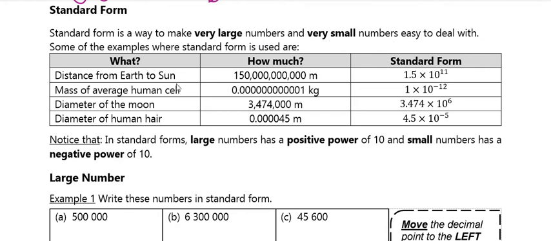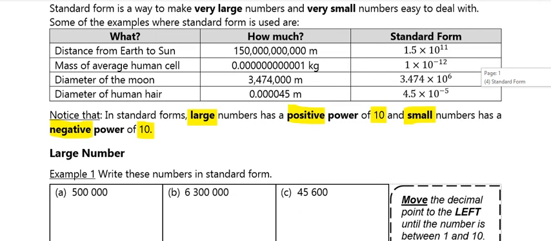For example, here you can see a lot of examples involving very large things, like the distance from Earth to Sun. You can see there are too many zeros, so standard form makes it shorter and simpler to deal with. Also, here the average human cell is very small, and this is its standard form. When you have a very large number, the power of 10 will be positive, and for very small numbers, you can see that they have negative powers of 10. That's the thing you have to notice about standard form.